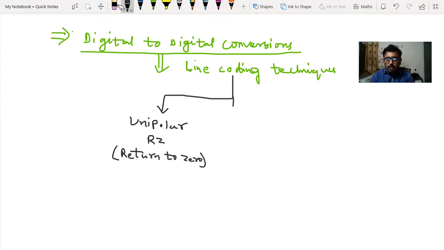And next we are having bipolar or polar RZ. So that is another line coding technique. And next you may have bipolar NRZ, non-return to zero. Okay, so that is non-return to zero.